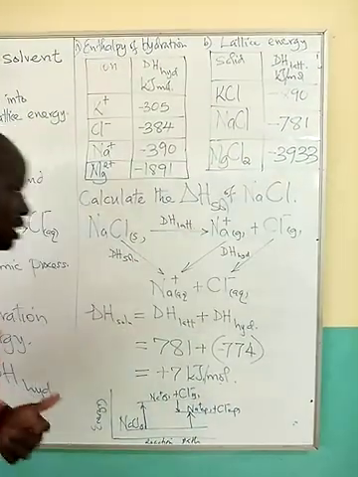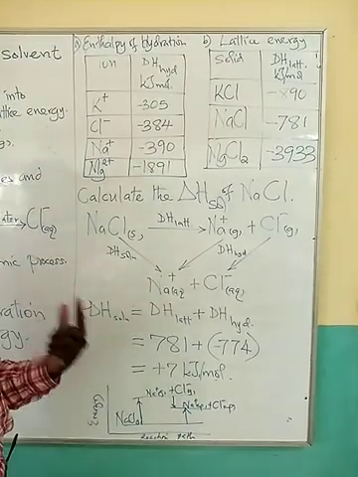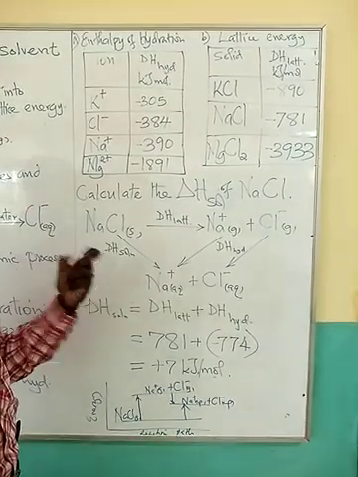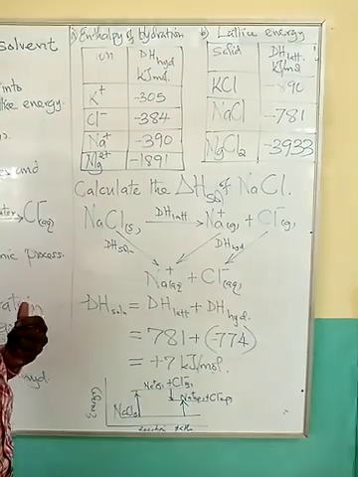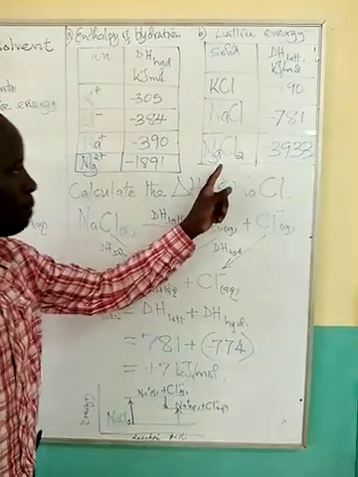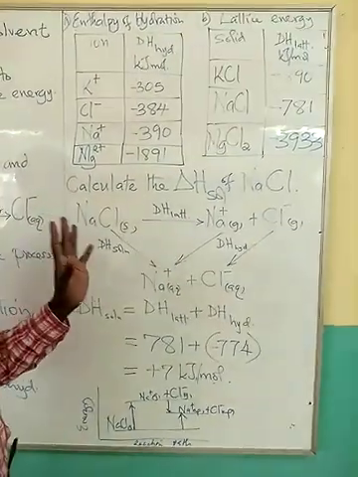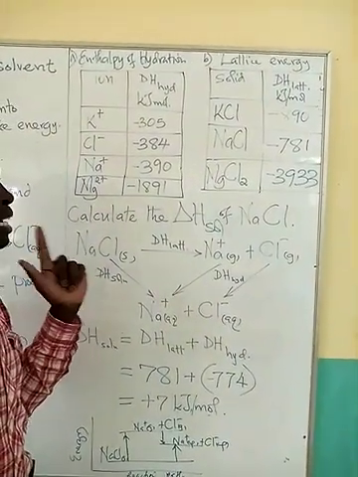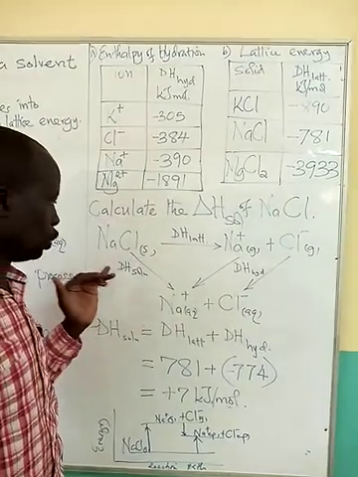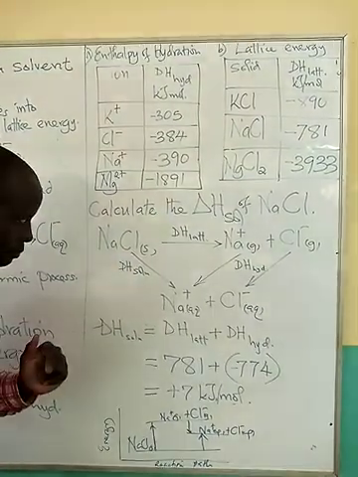Given their bond energies, we can use them to determine the enthalpy of solution of any given compound. For example, we look at how to calculate the enthalpy of solution of sodium chloride. At the same time, you can be asked to determine the enthalpy of solution of magnesium chloride. From the tables, we can also comfortably determine the enthalpy of solution of potassium chloride. But in this case, let's use sodium chloride as an example.